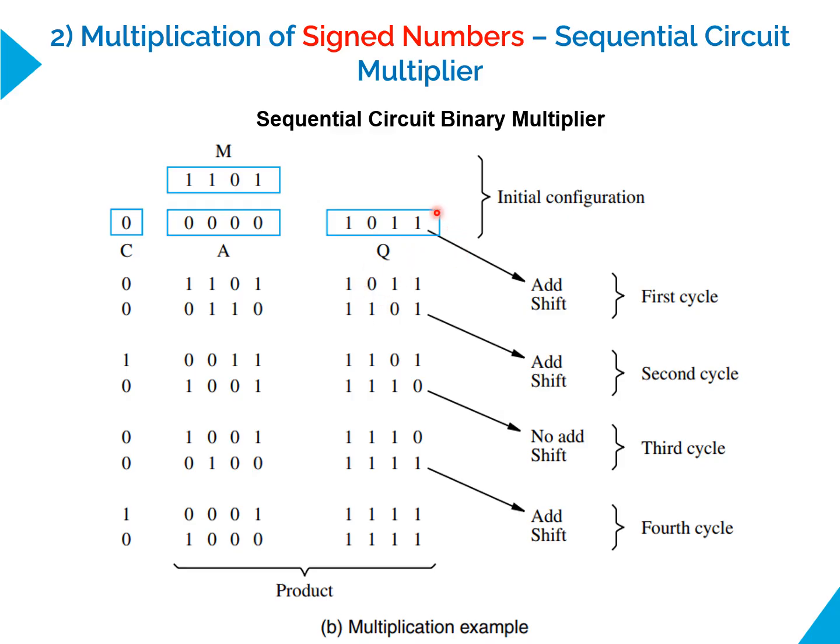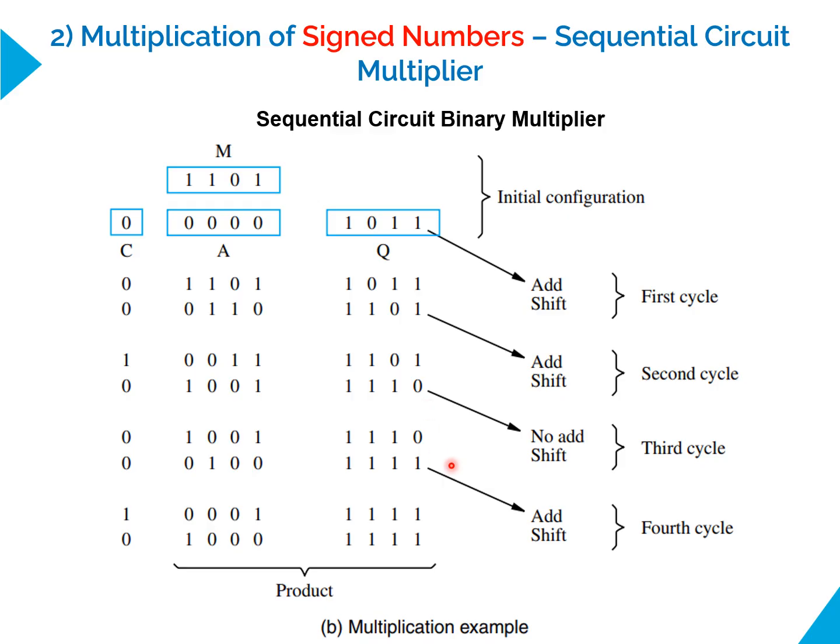Now you have to decide based on the Q naught bit. Q naught bit is 1, so you need to add M to the register CA and you get this. For the next iteration, you should shift right, because this Q naught has been multiplied, and this is the content of your registers now. Based on this content, again you have to decide. Here it is 1, so you add M again and then shift right.